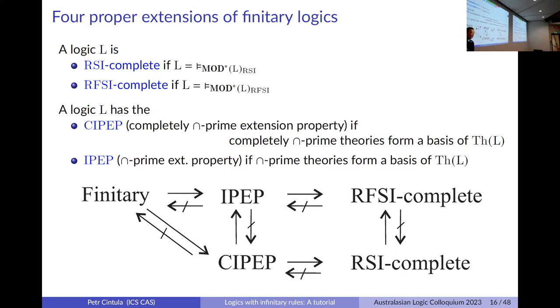And I will show you some of the results which are usually proved for finitary logics, but actually you don't need finitarity. You need some of the consequences of finitarity, typically IPEP. But for some cases, you actually need only RFSI completeness, which is a rather particular property. So these actually are nice, natural. At least these two are natural. We can discuss the naturality, but it is a relatively nice generalization of the class of finitary logics. And there is another thing we will see also, that quite often something is proved for finitary logic, so it's a sufficient condition but not necessary. But actually one of these is the sufficient and necessary condition for the property. We will see that. So these are really nice classes. Trust me about it.